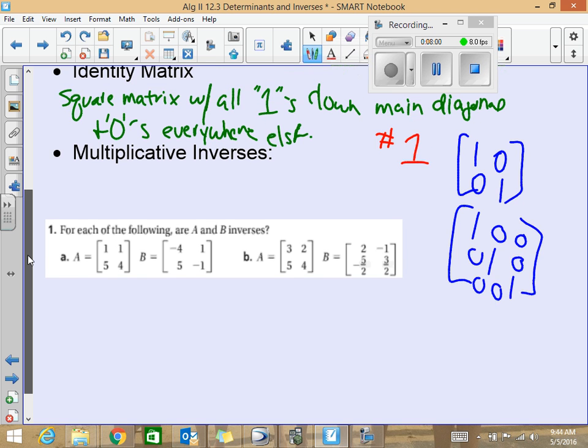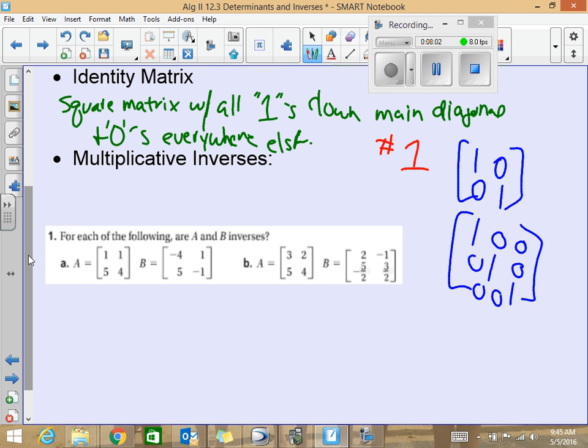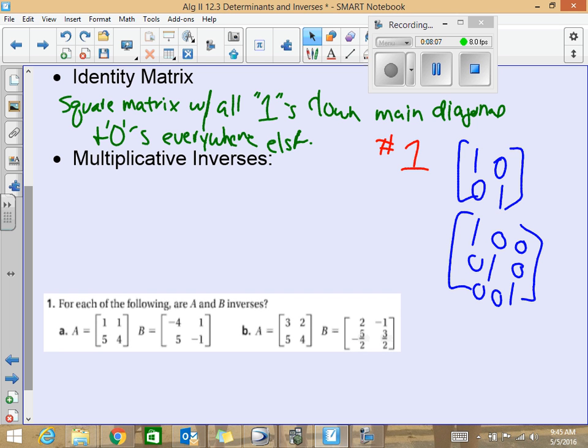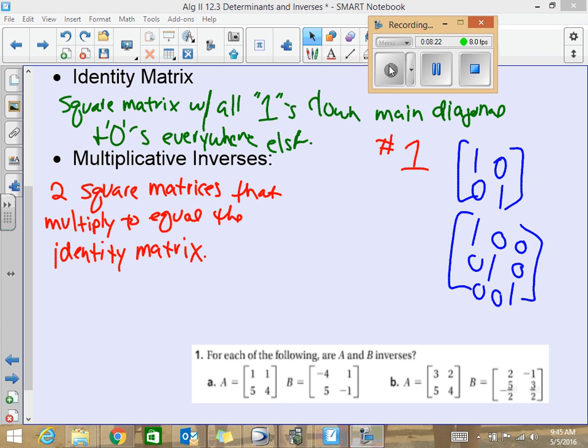Okay, now, multiplicative inverses. Okay, so a multiplicative inverse matrix is 2 square matrices that multiply to equal the identity matrix. Okay, so to compare this to real numbers, let's say I want to say 3 times something equals 1. Because again, I'm saying that the identity matrix is kind of like the number 1.